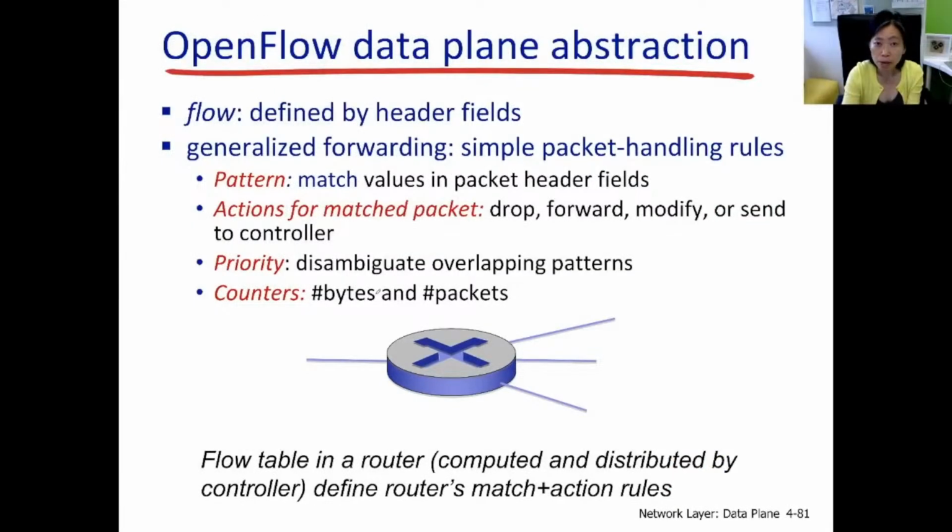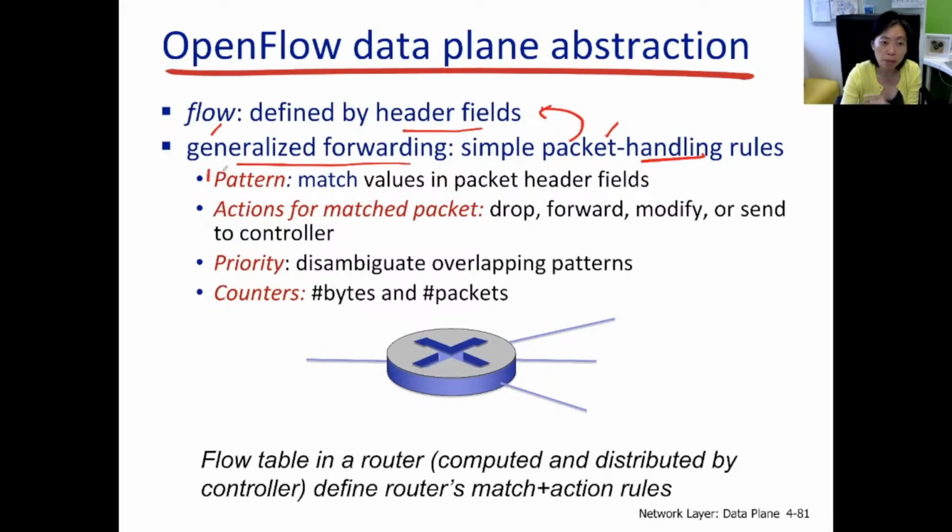To put it in simpler words, we take a combination of these header fields with specific values and we define that as a pattern for a flow. So whenever there's a packet coming in, the SDN router is essentially determining which flow the packet belongs to, because that flow entry is going to tell the SDN router how to handle the packet. That is called the generalized forwarding.